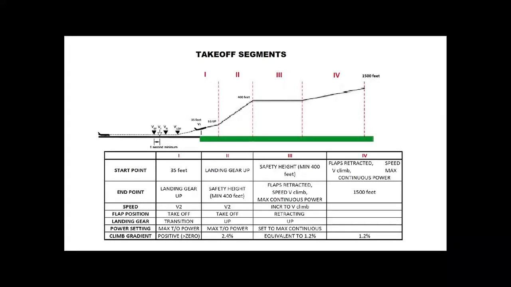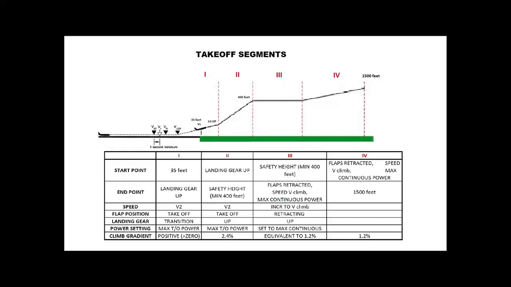Coming to the takeoff segments, again, this has been discussed ad infinitum, but still remains very important. Once the takeoff roll or the ground roll part of the takeoff is complete, we have 4 segments of takeoff. The first segment starts at about 35 feet, speed of V2, and when the selection of landing gear is done from down to retracted position. This segment ends once the landing gear is fully locked up.